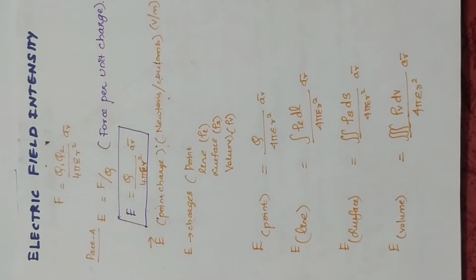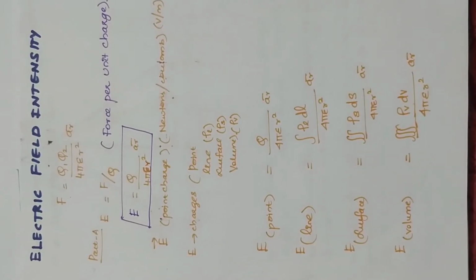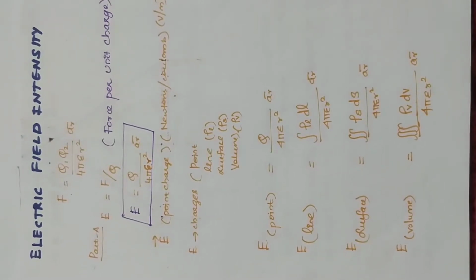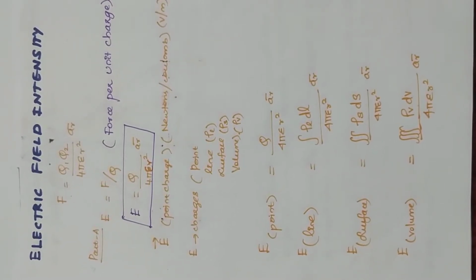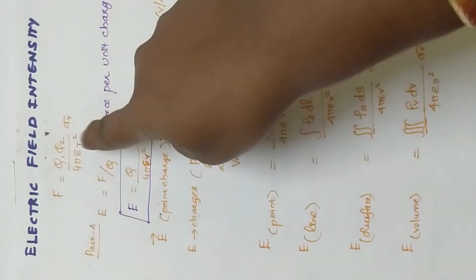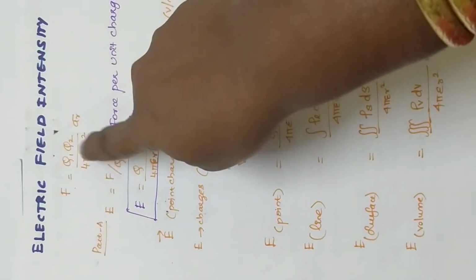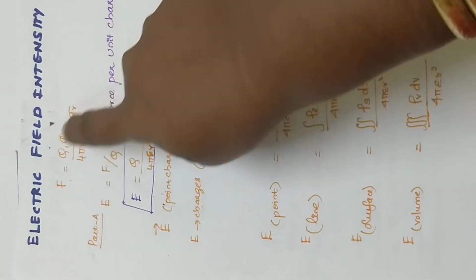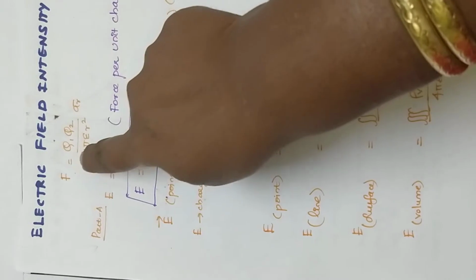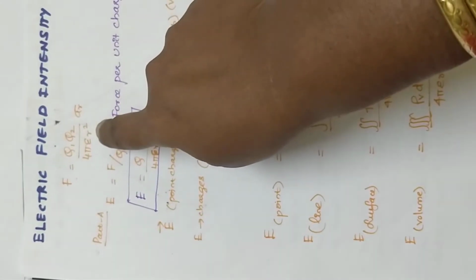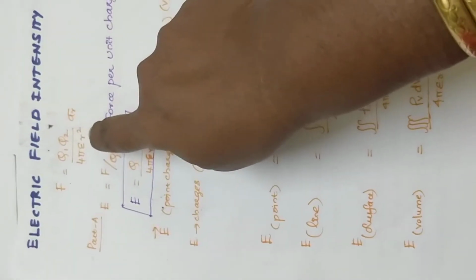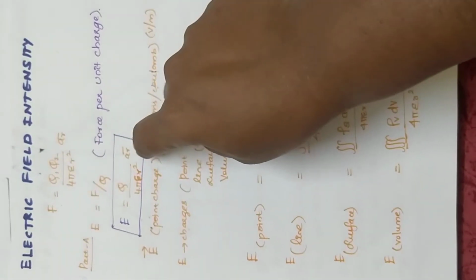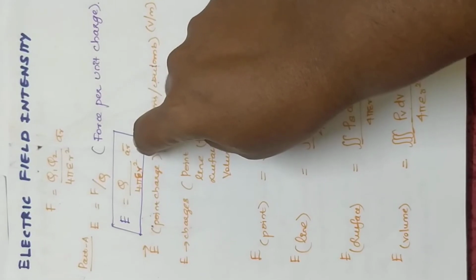Good day students. Today we will discuss the topic electric field intensity. To discuss this topic, we should have a prior idea about Coulomb's law. We know that by definition of Coulomb's law, F is equal to Q1 Q2 divided by 4 pi epsilon R square AR vector, the product of two charges, and is inversely proportional to the square of the distance between the charges. Now, from the definition of Coulomb's law, we are going to define electric field intensity.